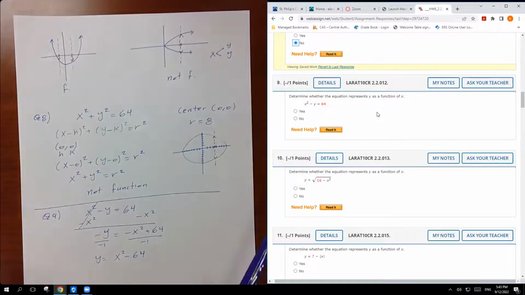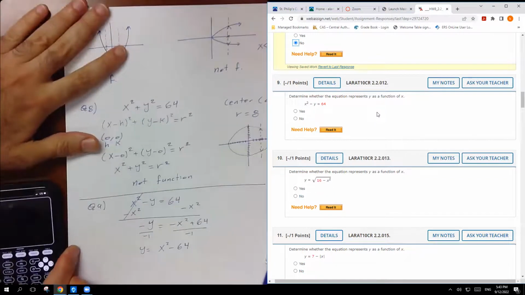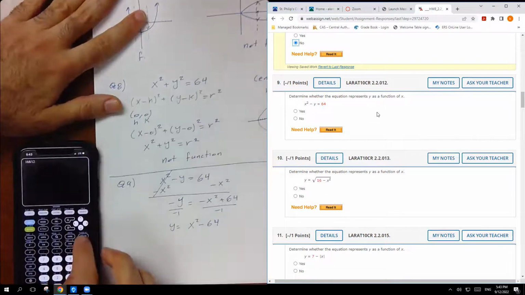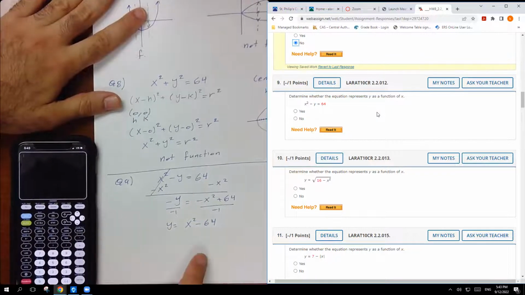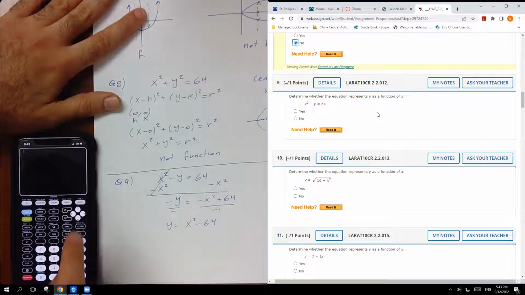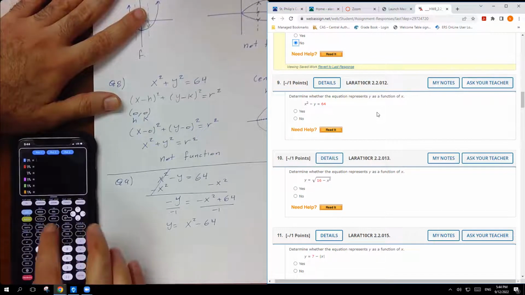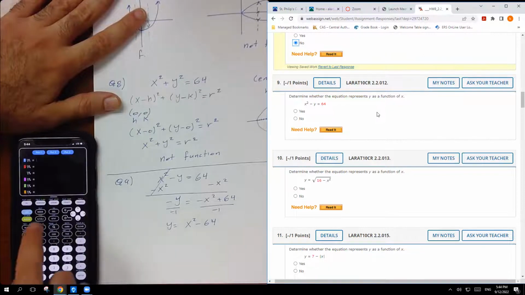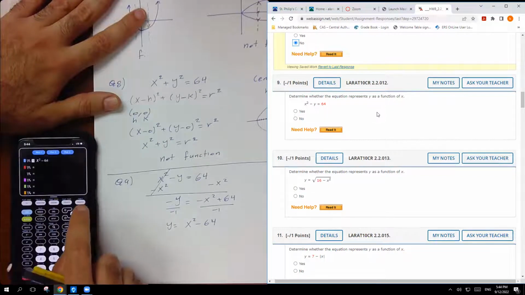The first option, if you want to graph it and check it's a function, is by using the vertical line test. So how to graph this one? Here is the function. You're going to go ahead, y equals, plug in x squared. Here is the x. So x, put down the square, minus 64, and hit the graph.